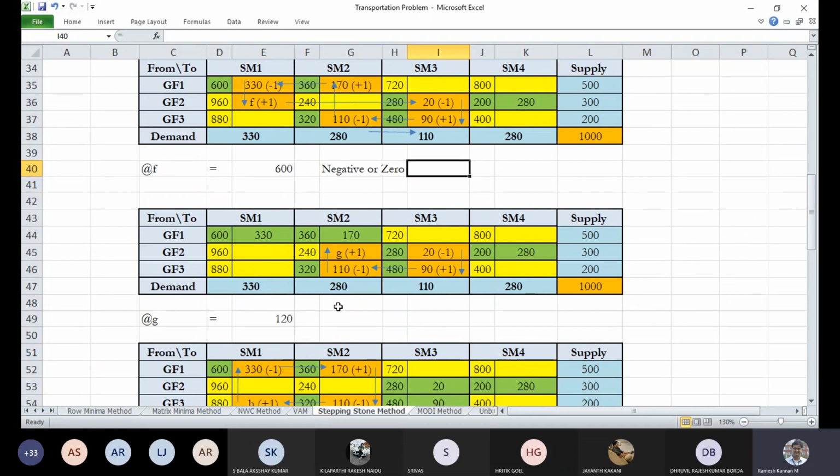And then this is another allocation called G, which is fairly simple. It forms a closed loop nearby, like +1, then it will become -1, then it will become +1, and this will become -1. And when you take a look at this G, it will be 240 minus 280 plus 480 minus 320, right? So minus 320. As simple as that. So this is also not a negative number or a zero. We actually need a negative number or a zero, so that we can go back to the other step.